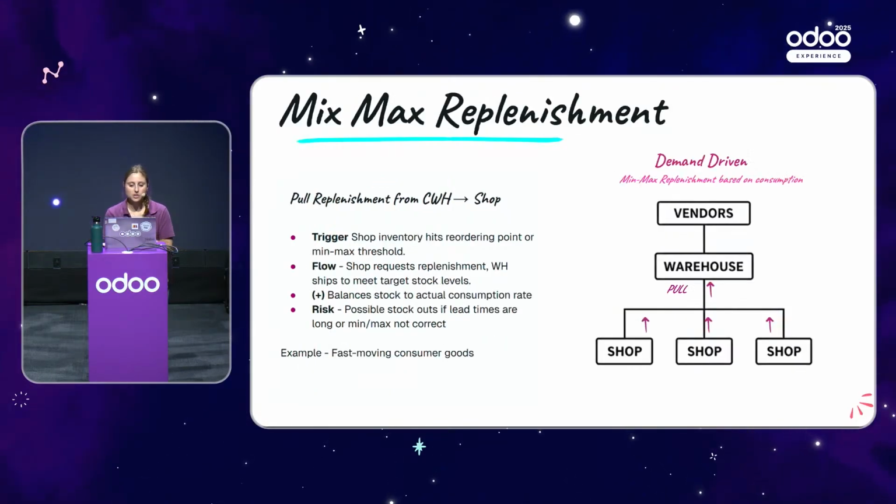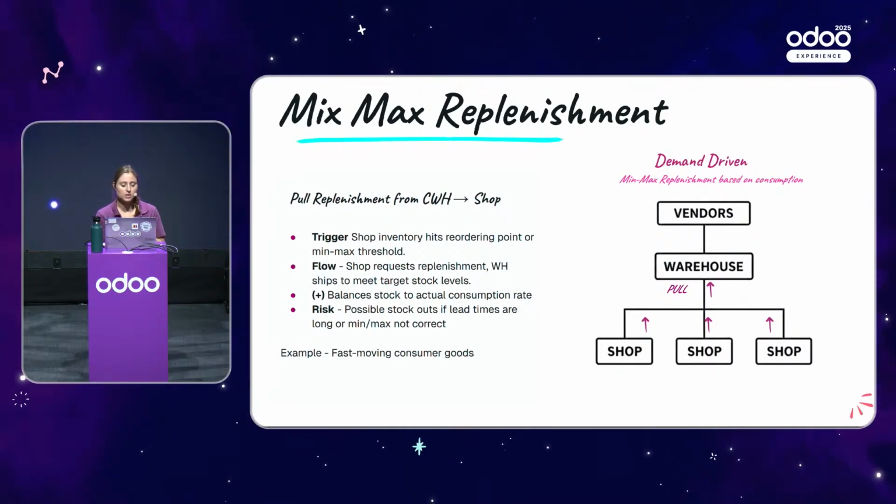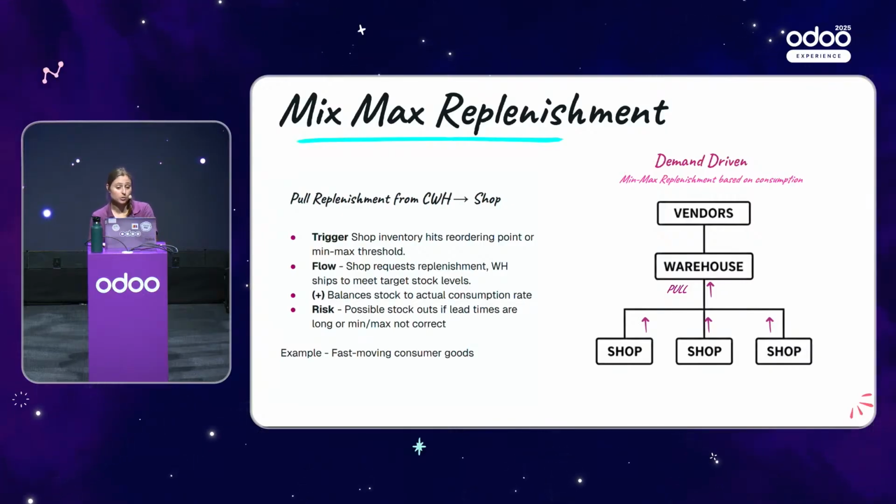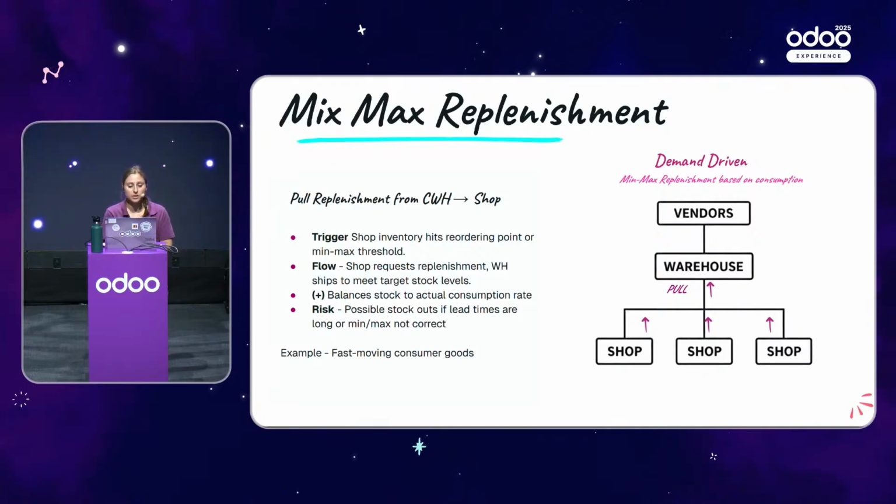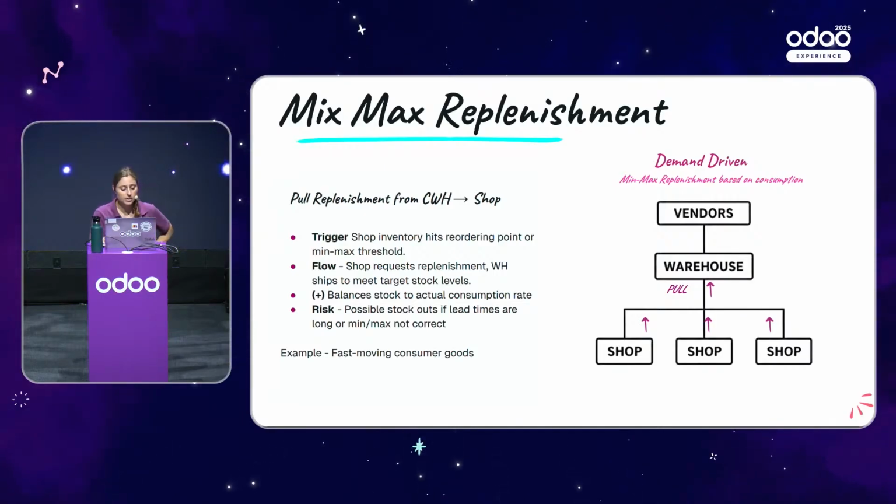The second model is the min-max replenishment. This is a demand-driven model. It's a pull strategy. Here, the shops are going to ask the central warehouse to replenish them based on some reordering points or min and max thresholds. Okay, so the central warehouse will ship the stock in order to meet the target stock levels. The advantage here is that we balance the stock to the actual consumption rate. Of course you can have some stockouts if the lead times are long and not well thought of, and if the min and max is not correct. Here again, it's a good example for fast-moving consumer goods.